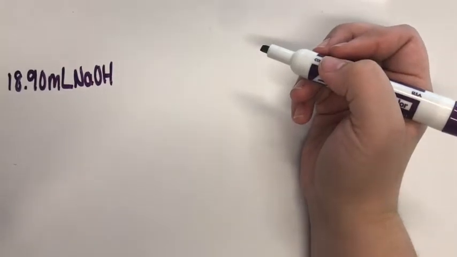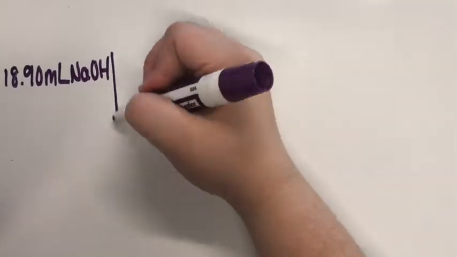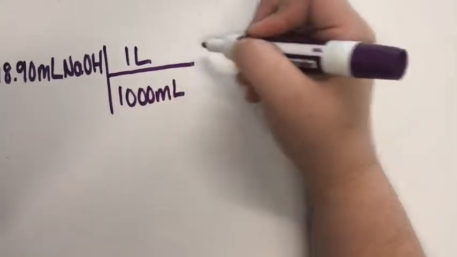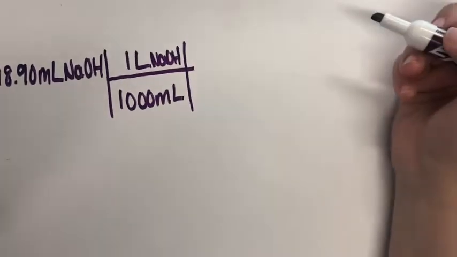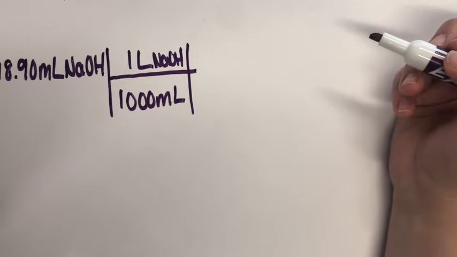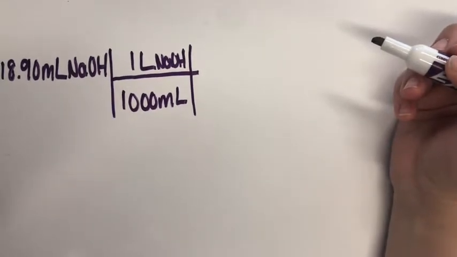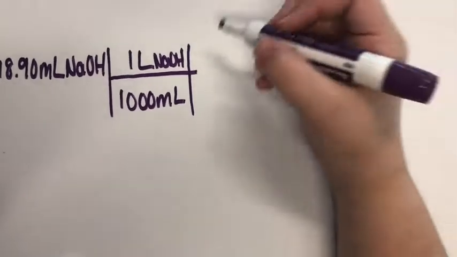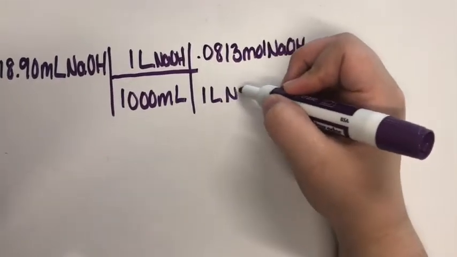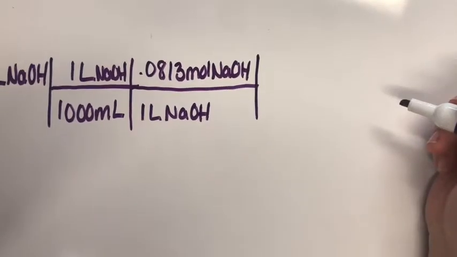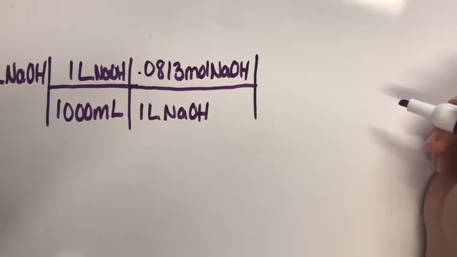From here, we have to change milliliters to liters, divide by 1,000. Don't forget labels. So because the molarity of the NaOH was 0.0813, we can determine that there is 0.0813 moles per 1 liter of NaOH, sodium hydroxide. If we look back to our balanced equation, we know that there are 3 moles of sodium hydroxide for every 1 mole of citric acid.